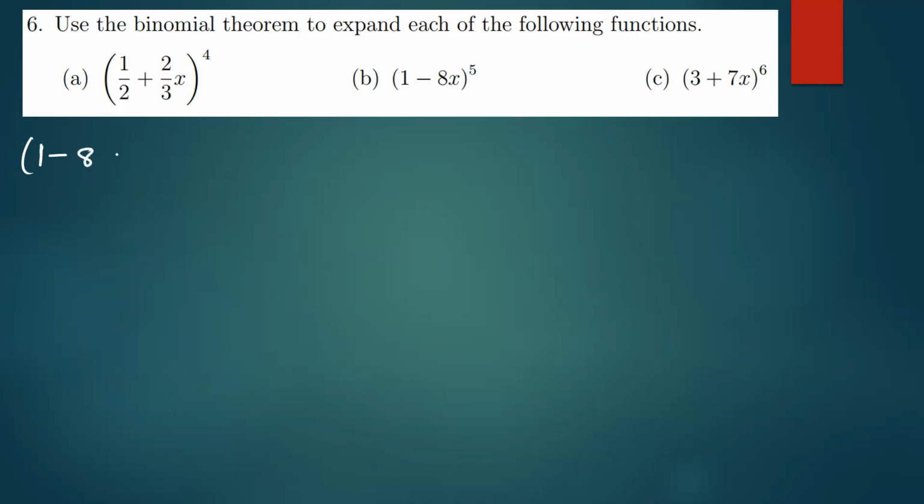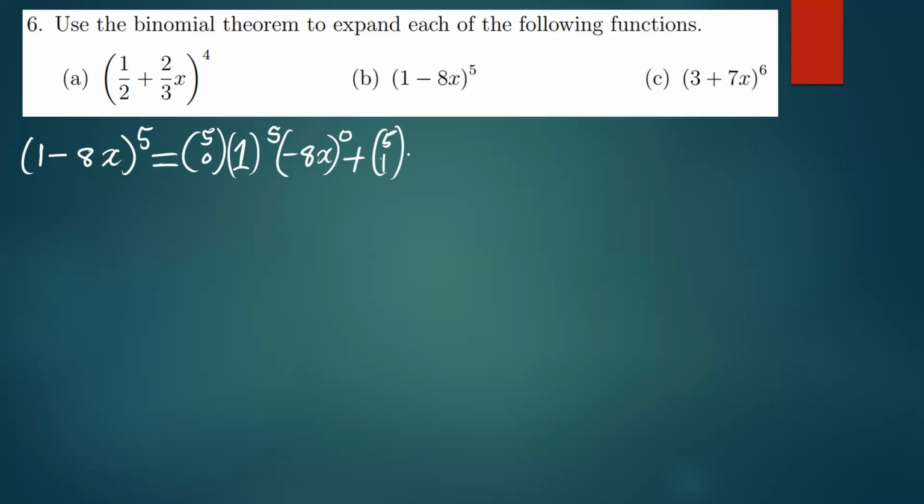So we have 1 minus 8x to the power 5. Then we're expanding this. So the first term we have 5 choose 0. And then we have 1 to the power 5 and negative 8x to the power 0. And then we move on to the next one. The next one will be 5 choose 1.